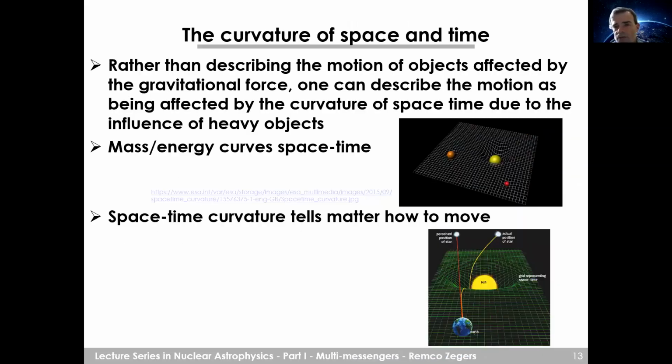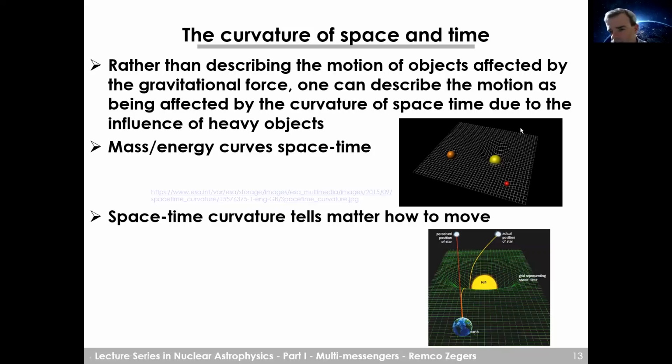Before I talk about the next messenger, I have to talk a little bit about relativity and the curvature of space-time. This is underlying the general theory of relativity, but I just try to give here some of the basic principles. Rather than describing the motion of objects affected by the gravitational force, one can describe the motion as being affected by the curvature of space-time due to the influence of heavy objects.